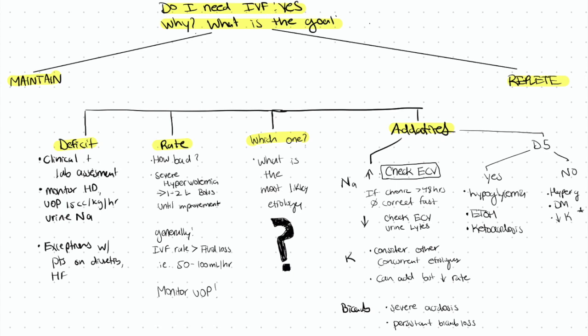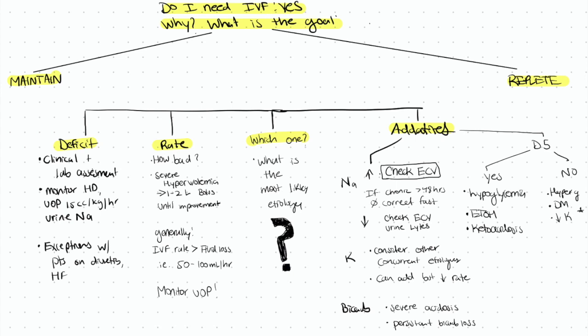The next question you want to be asking is rate. How bad is it? Severe hypovolemia, hit them with 1 to 2 liters bolus until you see some improvement of increased tissue perfusion. The rate of IV infusion should be more than the amount of fluid that's being lost. Be sure to be monitoring the hemodynamics by way of arterial line or urine output during this time.